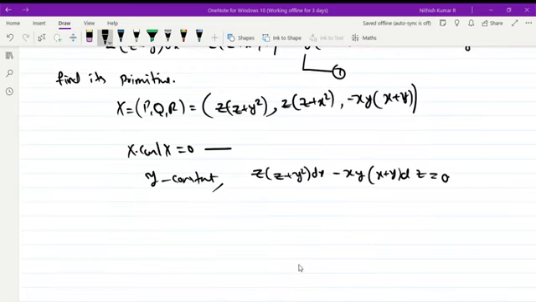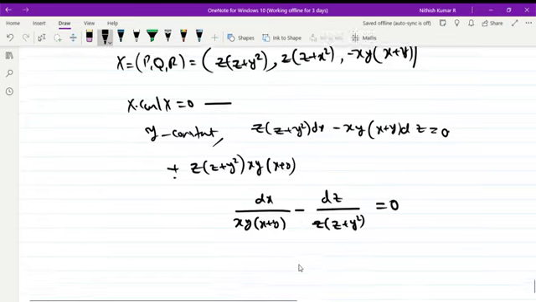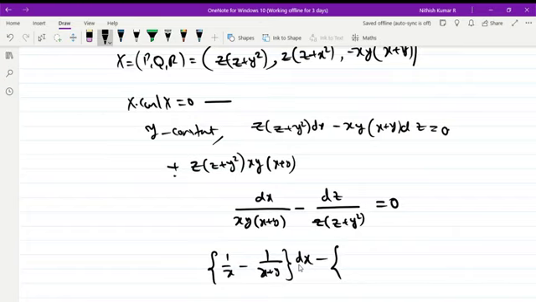Now divide this equation throughout by z into z plus y square into xy into x plus y. We get dx by xy into x plus y minus dz divided by z into z plus y square, which is equal to 0. Now simplifying using partial fractions, we get 1 by x minus 1 by x plus y dx minus 1 by z plus y square minus 1 by z into dz equal to 0.